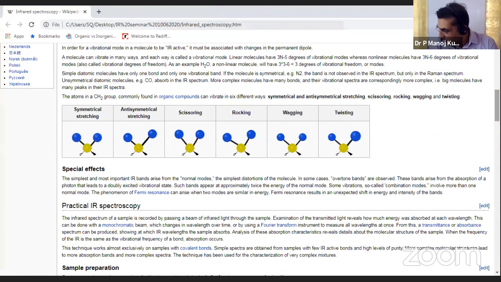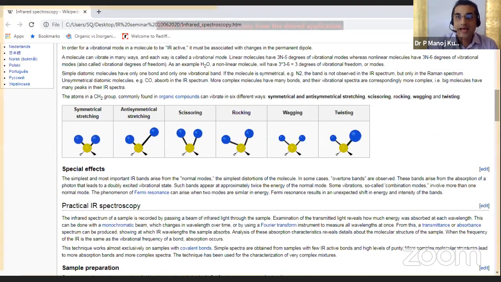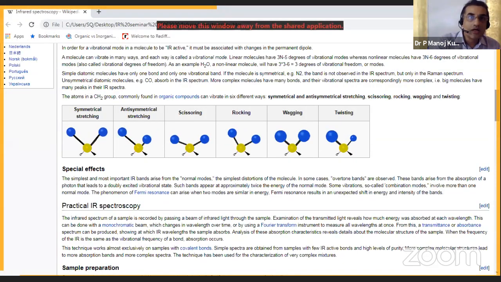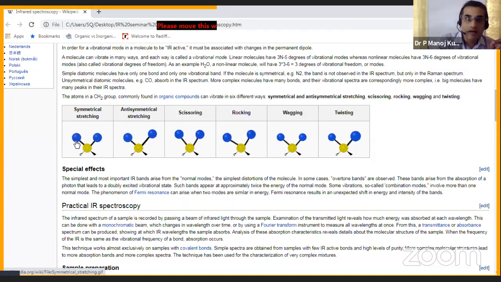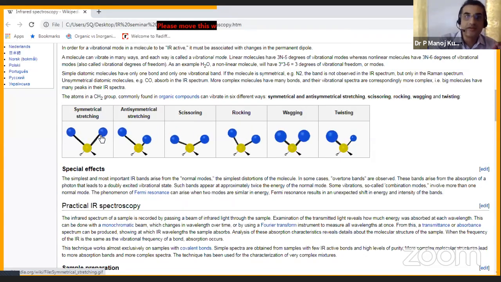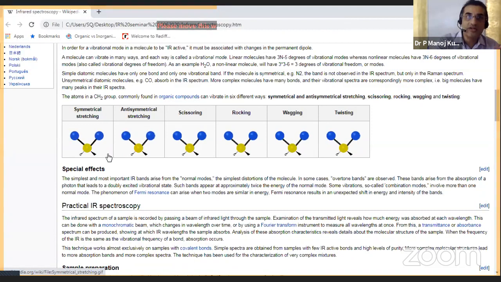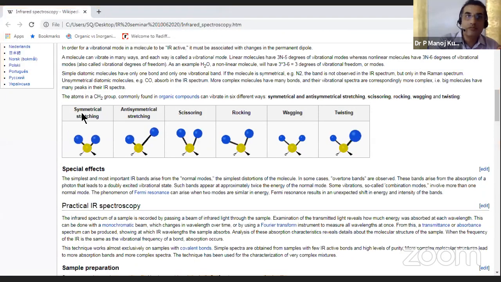I hope all of you are able to watch this animation of the different stretching and bending that happens within a molecule. The center, yellow colored one represents carbon, and these two represent the hydrogen. See what is happening in case of stretching. The interatomic distance between the carbon and hydrogen is changing in both cases. That is what broadly you call a stretching vibration.